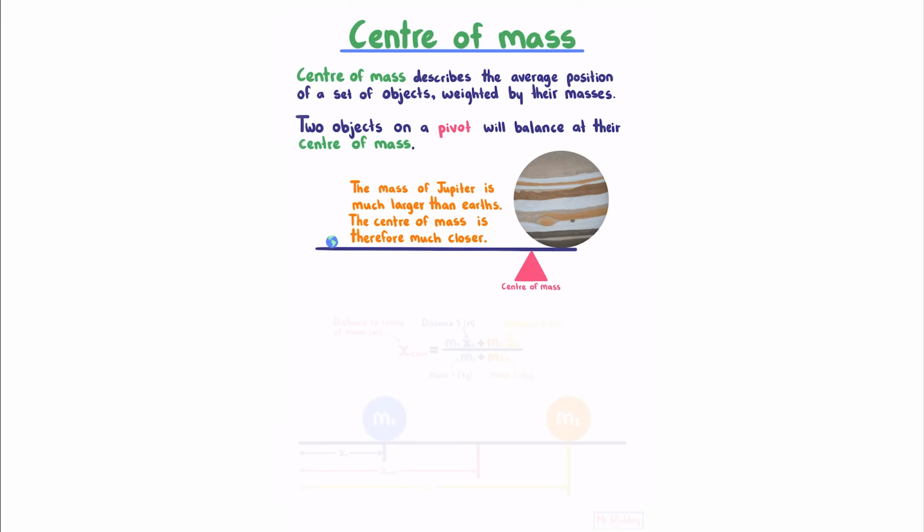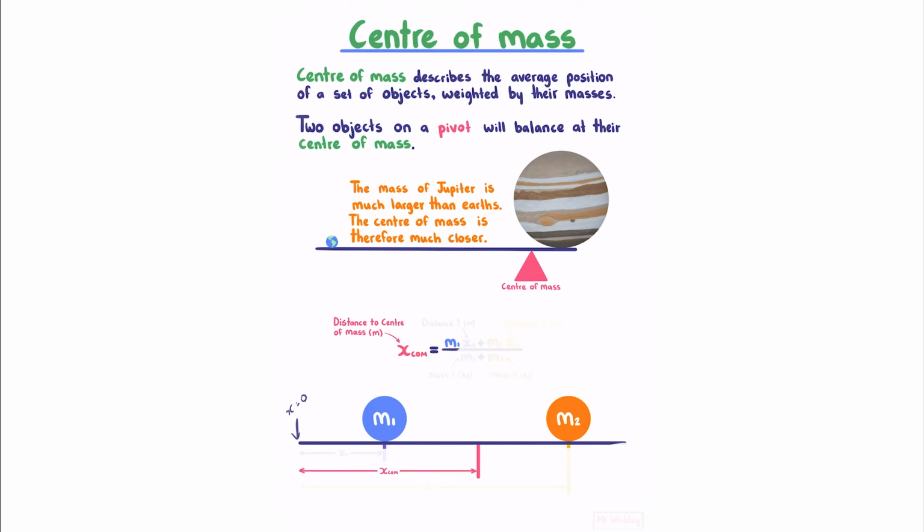And now the step up from level 2 to level 3 is to describe this mathematically. Consider masses m1 and m2. If we were to specify some position as our x equals 0, then the distance to the center of mass from this location is going to be mass 1 times the distance from mass 1 to our x equals 0, plus our mass 2 multiplied by its distance, divided by the sum of the masses.